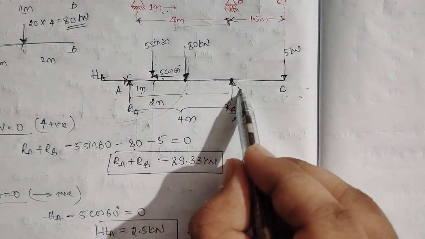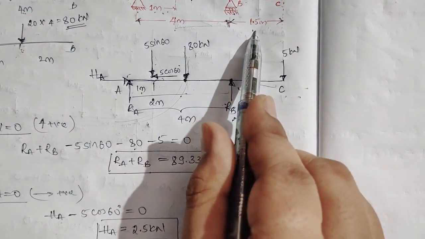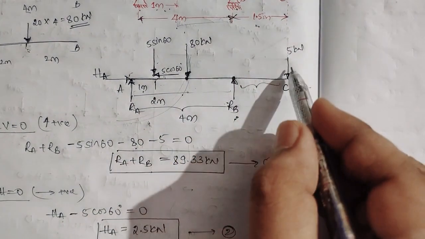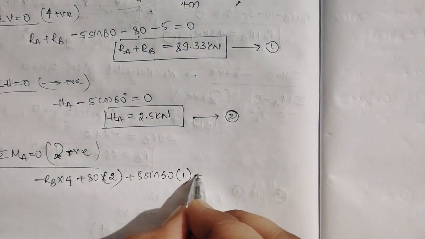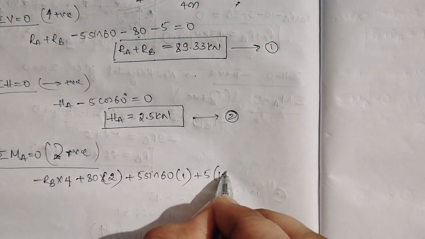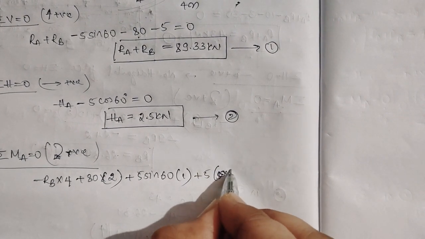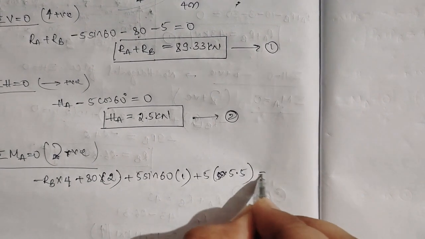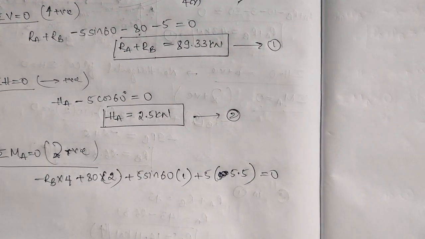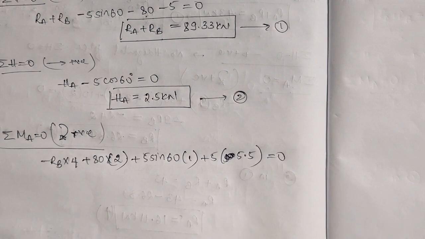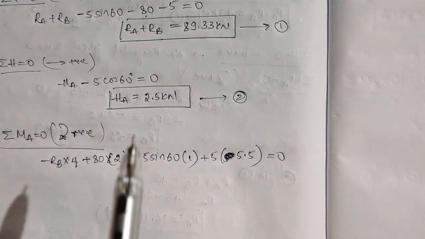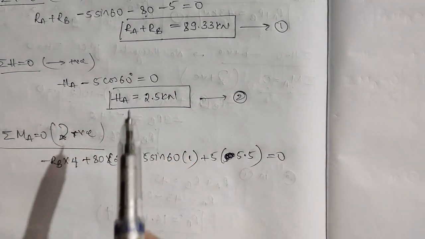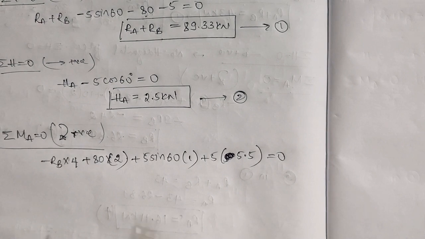So what is the distance here? It is 1.5. So 1.5 plus 4 is 5.5. So this 5 will also make a clockwise direction. So plus 5 into 5.5 meter is equal to 0. Be careful whenever you do such analysis of a problem, take carefully whatever the values are, because if you make a slight mistake in the first step only, it will lead you to wrong answers only.